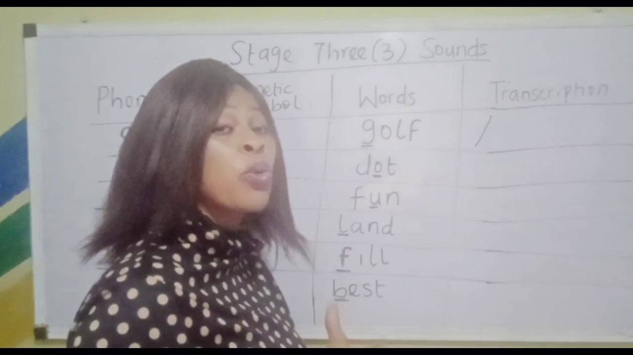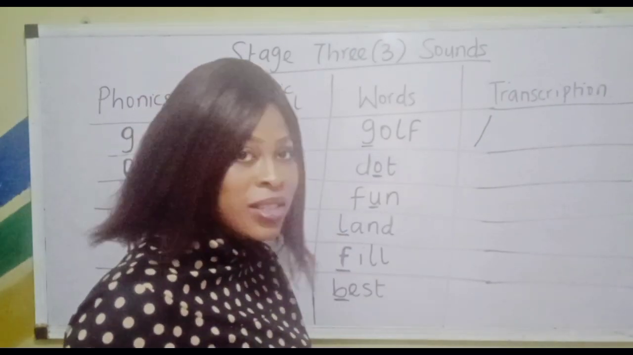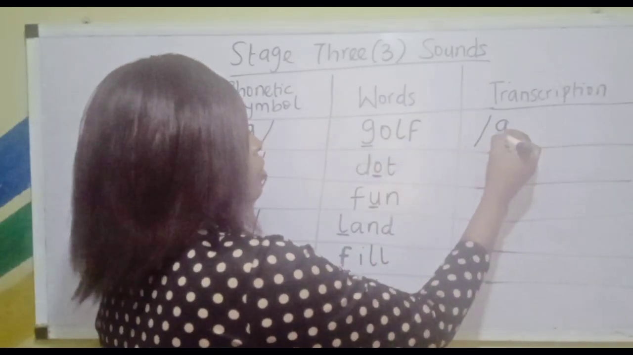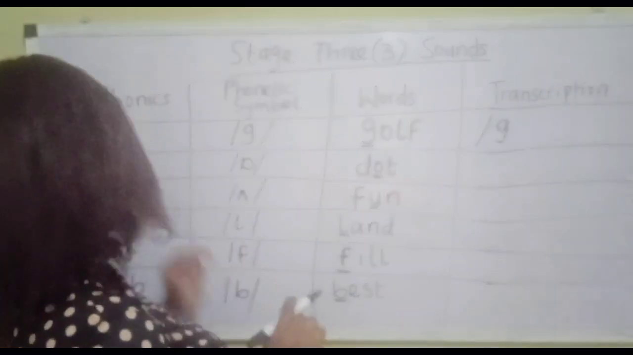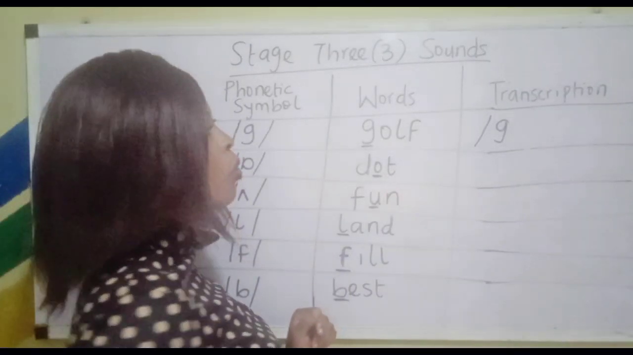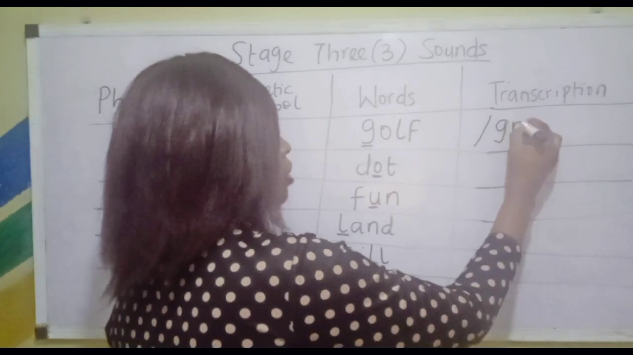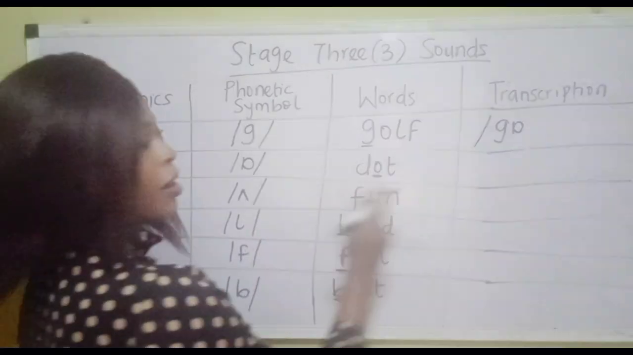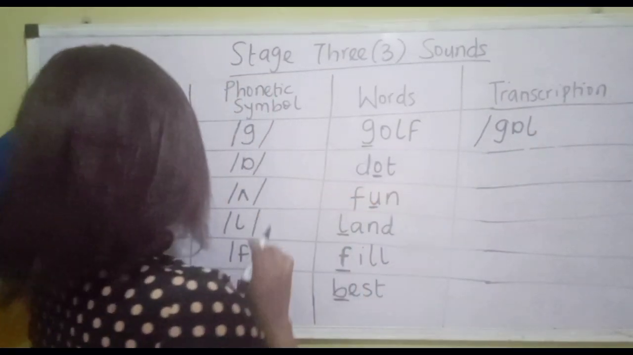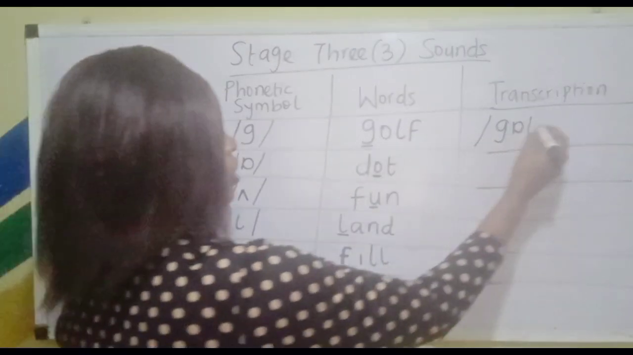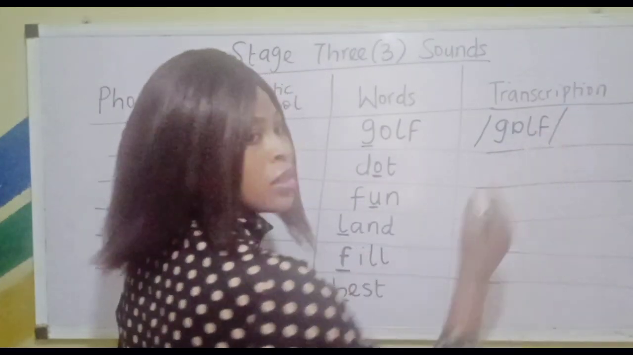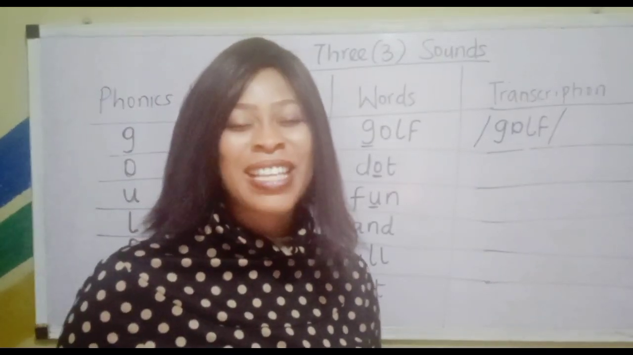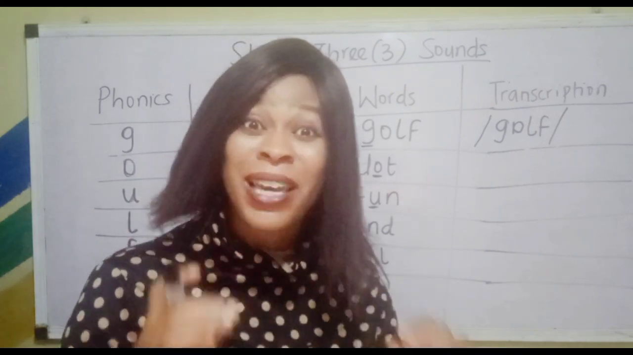Remember, transcription has to do with the spoken aspect of words. So we have G. And then the first sound here is what? G. You write a G. The O sound, that is the letter O, and then we have the O sound here. And then we have letter L. Now you put it like this, and then you put it like this. So we have what? Golf. As simple as what? ABC. Or it's just like a piece of cake.